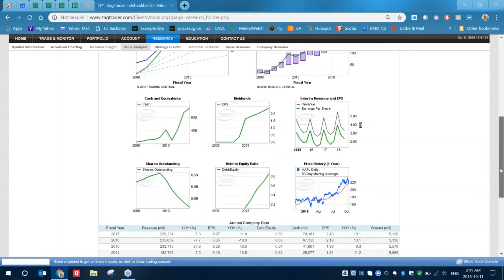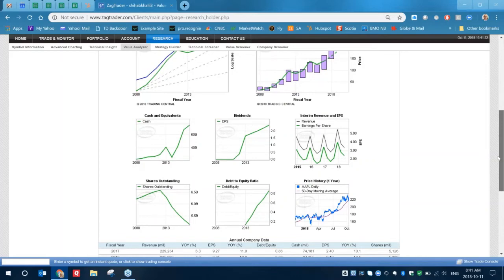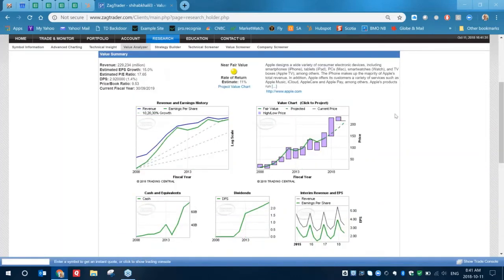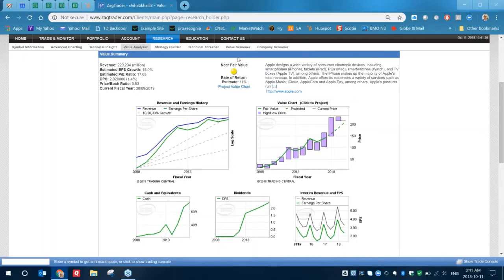And then if we look at the value chart right here, you can see that Apple is trading right at the very bottom of its 2018 trading range because of the big sell-off we've had over the last few days. And it's very close to that green line, but slightly above. And in fact, it's close enough that we say Apple is near its fair value, so it gets the yellow traffic light. So another interesting way of looking at some of these stocks.